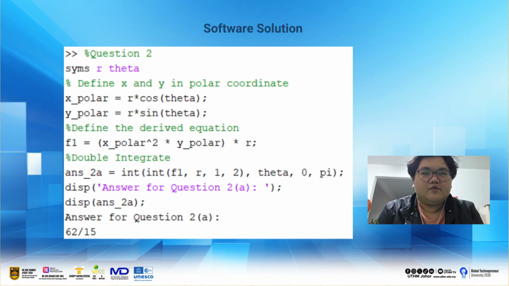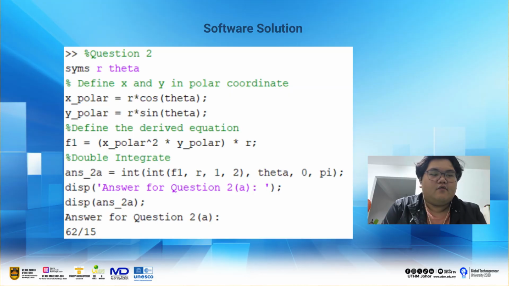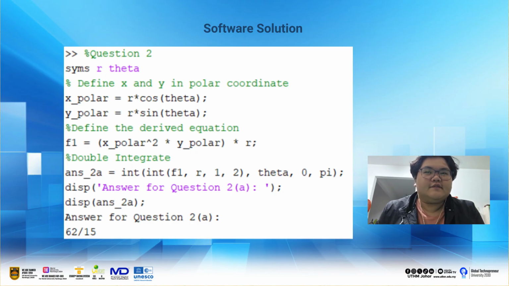For question 2, instead of declaring the variables x and y, we declare r and theta as our variables. The reason for this is that we are calculating this question in polar coordinates instead of x and y. The next step is to define our equation, which is x in polar coordinates and y in polar coordinates. So x is r cos theta and y is r sin theta.